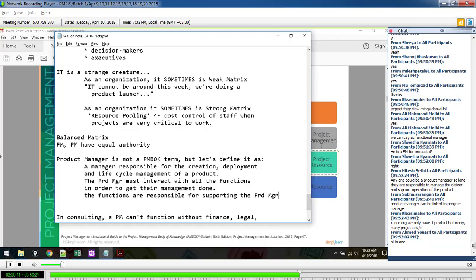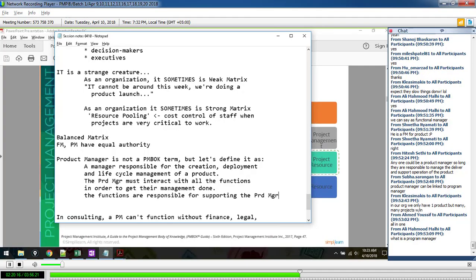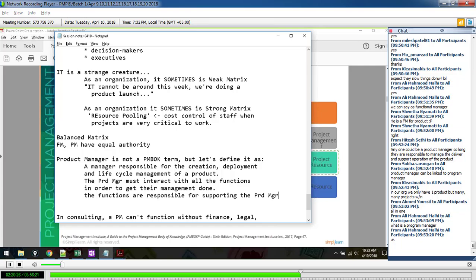In your organization, you have one product but many, many projects. Yep, that's right. What's a program manager? Somebody who manages groups of projects. Ali? We talked about programs yesterday.